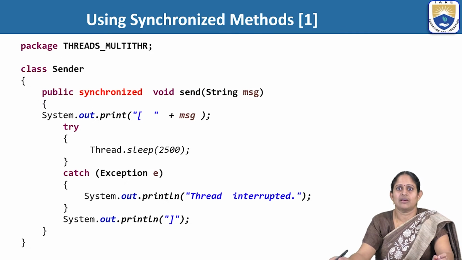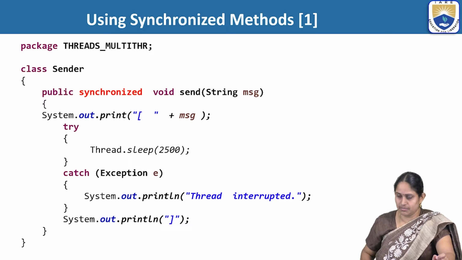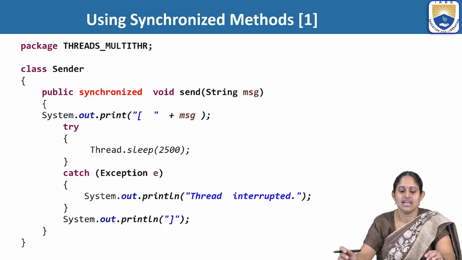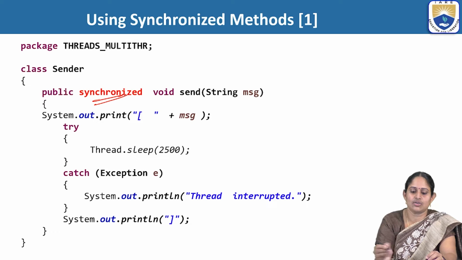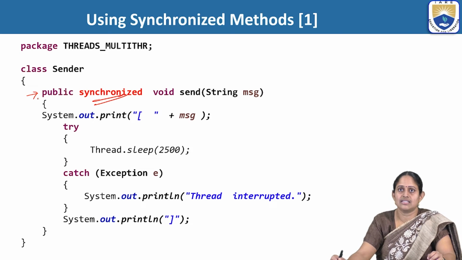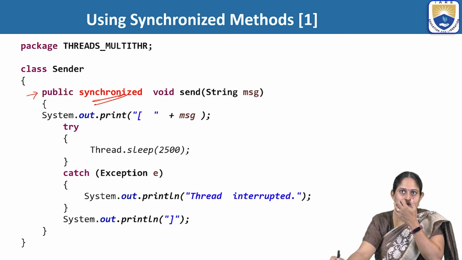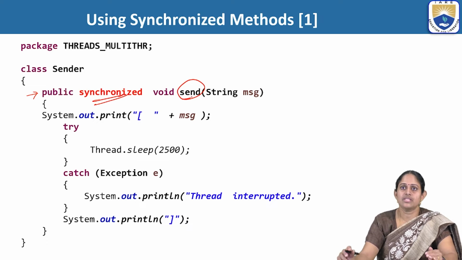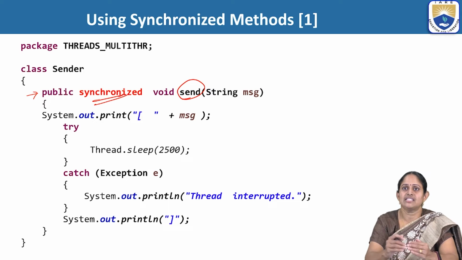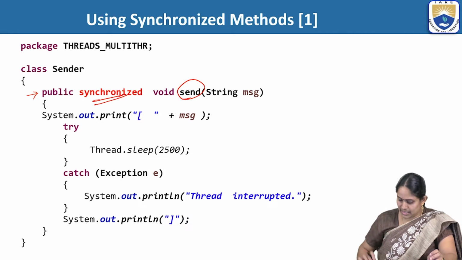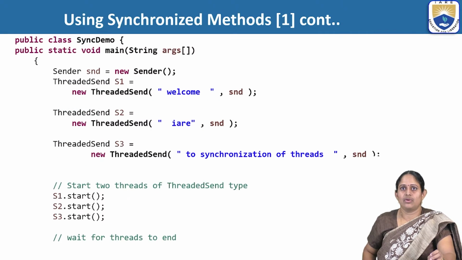Now let's look into an example of using synchronized methods. If we have a method to be synchronized, we apply the keyword synchronized on it. This is the syntax of applying the synchronized keyword on the method. We are making the send method synchronized, so that whatever data is being sent by it will be in a synchronized manner. Let's look into the example and how it is working.